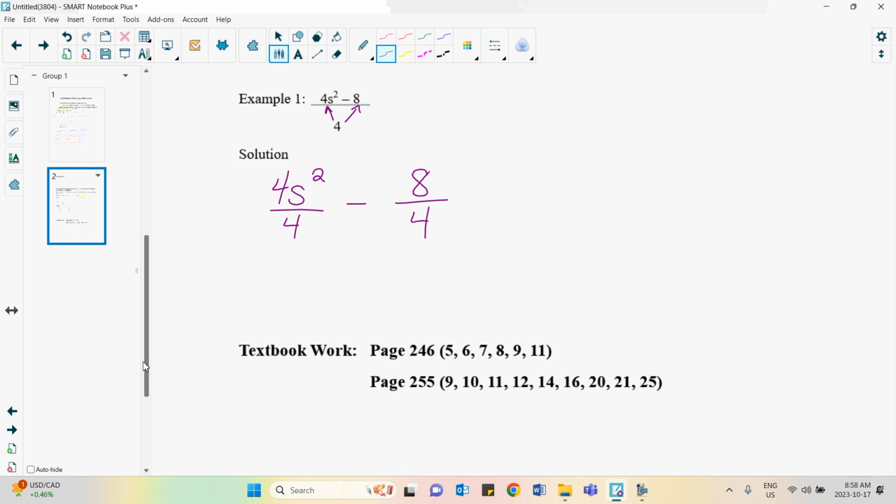Okay, what's 4 divided by 4? Good job, everybody. So I have 1s squared. It's pretty straightforward. And then what's 8 divided by 4? Hopefully 2. So I keep the subtract sign and go 2. Did I need to write the number 1 in front of the s squared? I didn't. It's usually invisible, but if it helps you, it's not wrong to write it down. Okay, that's adding and subtracting.